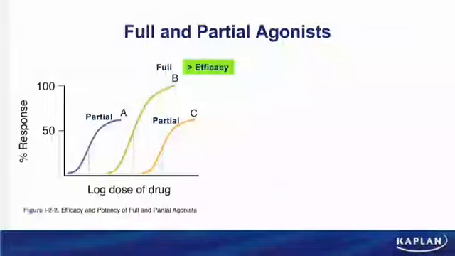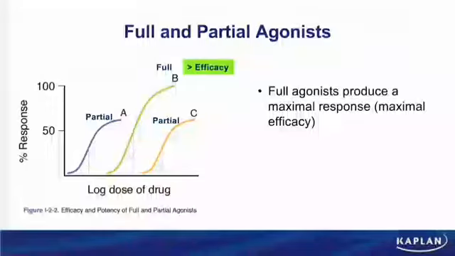Now we're going to explore the concept of full and partial agonists. We use the term full agonist to describe an agonist that reaches its maximum response. If you're plotting it on a percent scale like you see in this graph, if the agonist curve reaches 100%, as we see with drug B, it would be a full agonist.